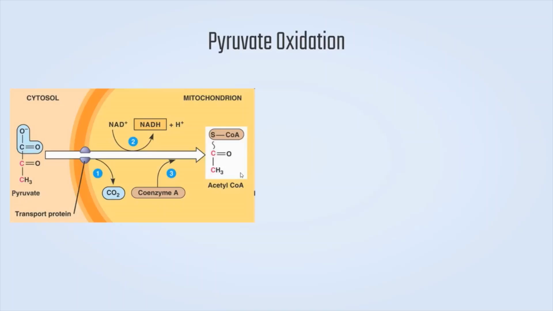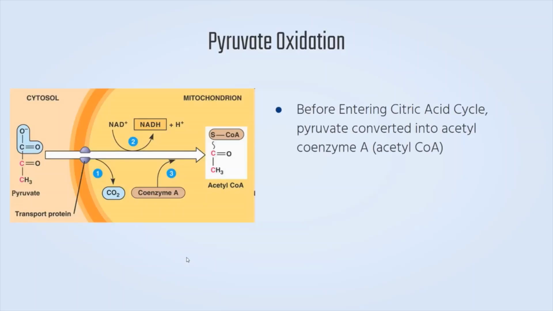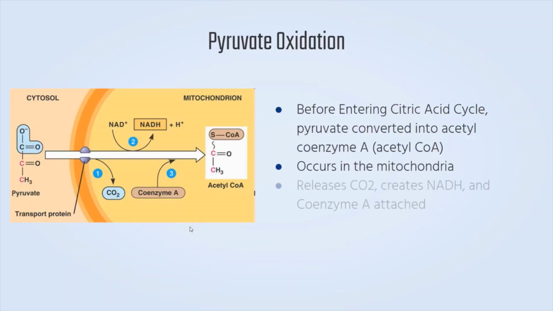The next step is pyruvate oxidation. Before the citric acid cycle can start, we have to go through pyruvate oxidation. As I said before, entering the citric acid cycle, the pyruvate has to be converted into something called acetyl coenzyme A, or acetyl-CoA. And this will occur inside the mitochondria. What happens in pyruvate oxidation is CO2 will be released, and it will also create NADH, and the coenzyme A will attach to this 2-carbon molecule to become acetyl-CoA.